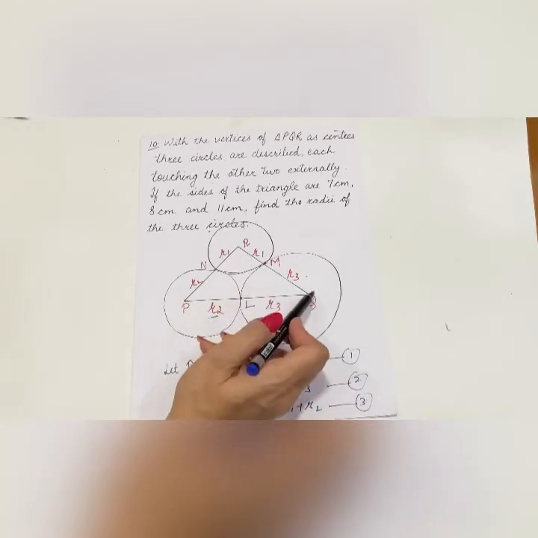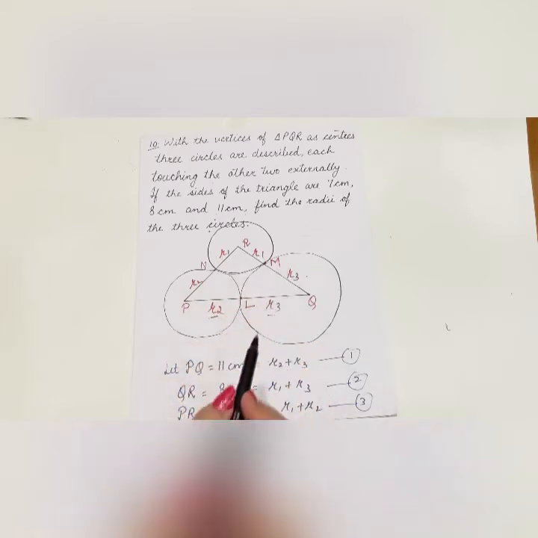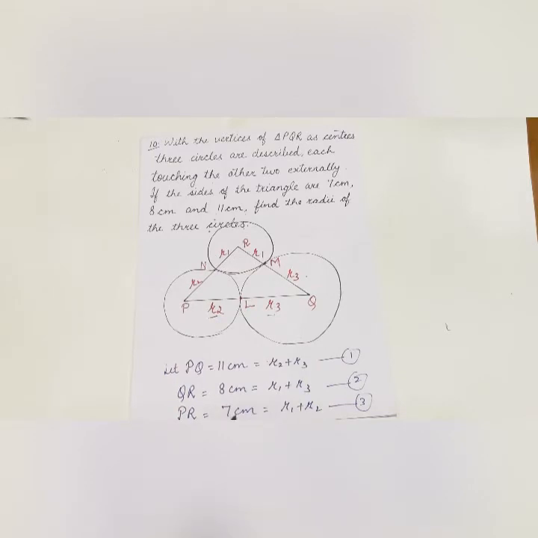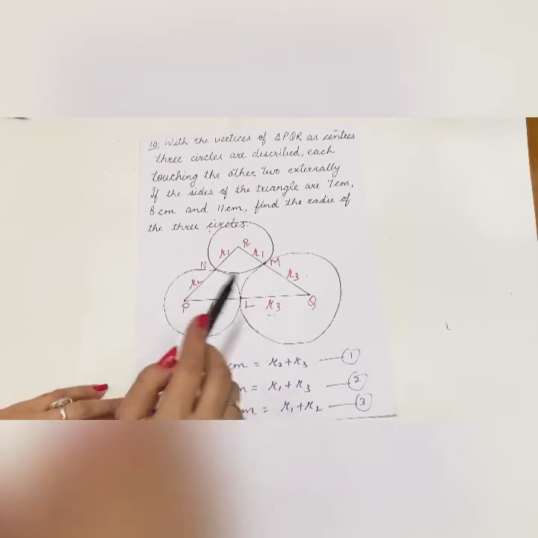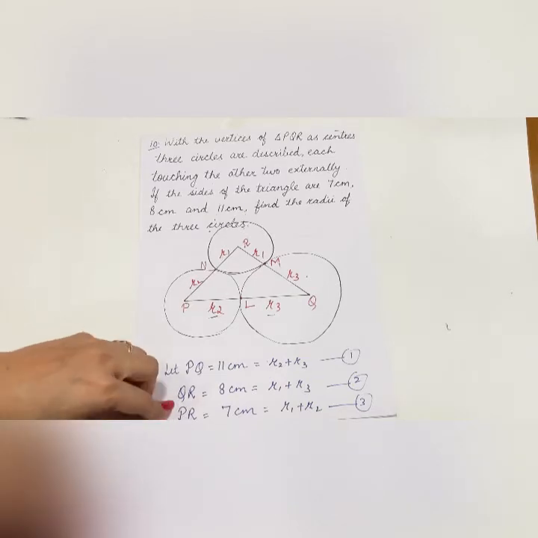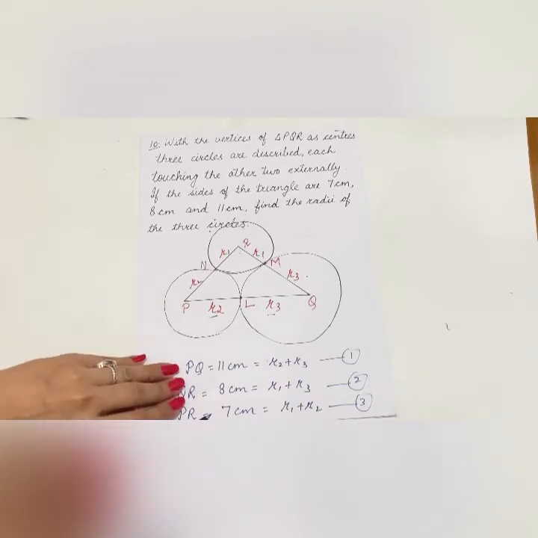Similarly, for this RQ, we will have R1 plus R3 is equal to 8 centimeter. And here PR is equal to R1 plus R2 is equal to 7 centimeter. Right? So we have got 3 variables, R1, R2 and R3, and we have got 3 equations. We have to solve these 3 equations to find the value of the variables.